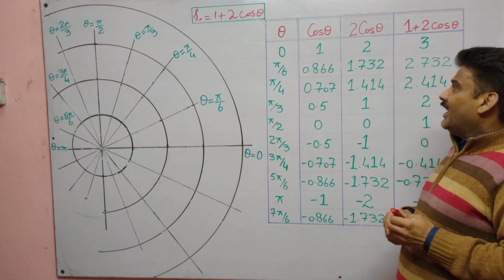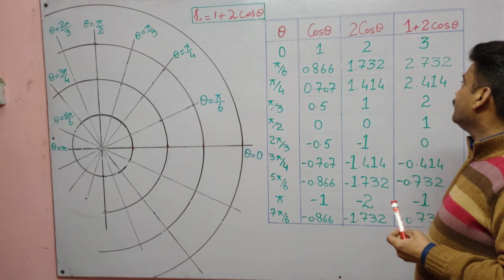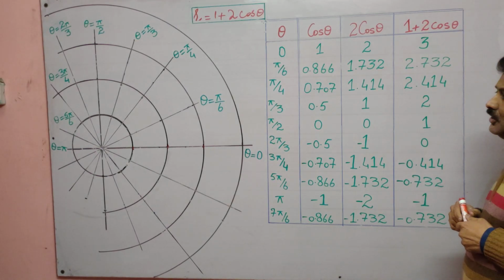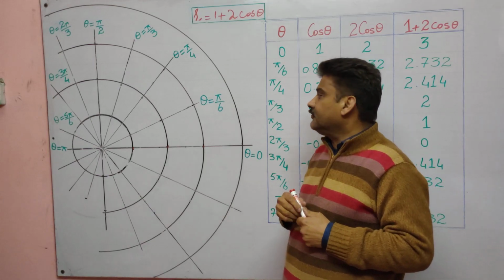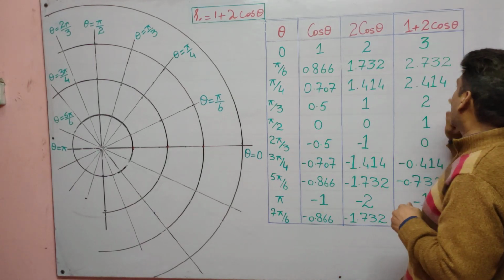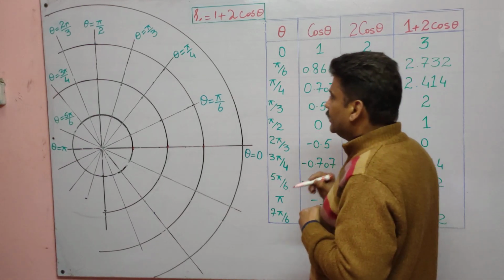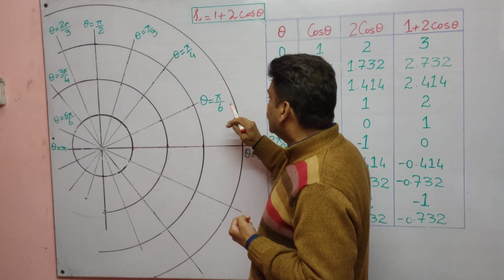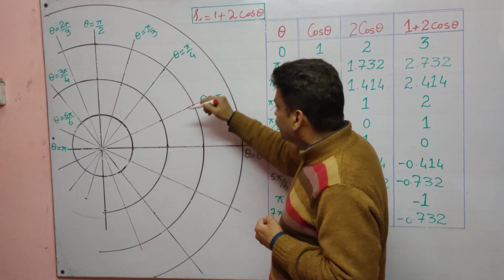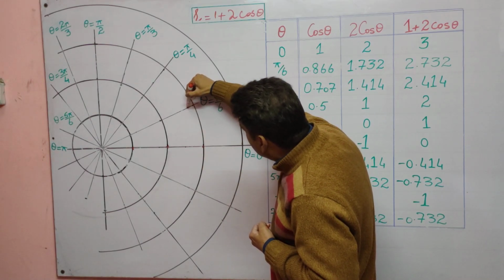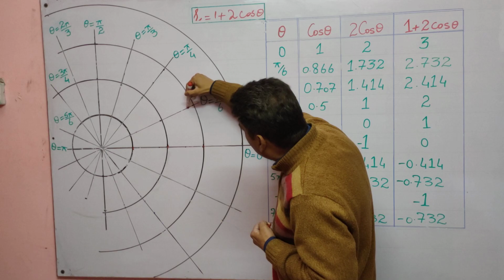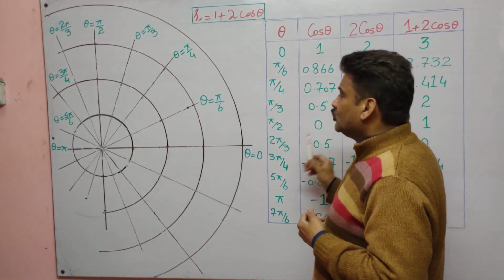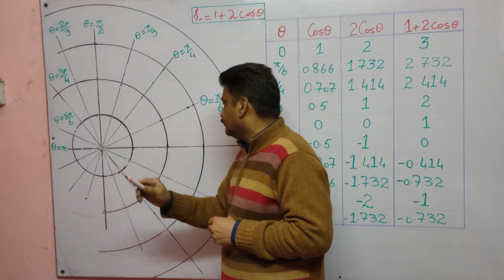Next, when theta is equal to pi by 6, the value of r is 2.732, which is less than 3. We take the second point on the line theta equals pi by 6, at 2.732. We take this point here. This is a point which is 2.732 units away from the pole.